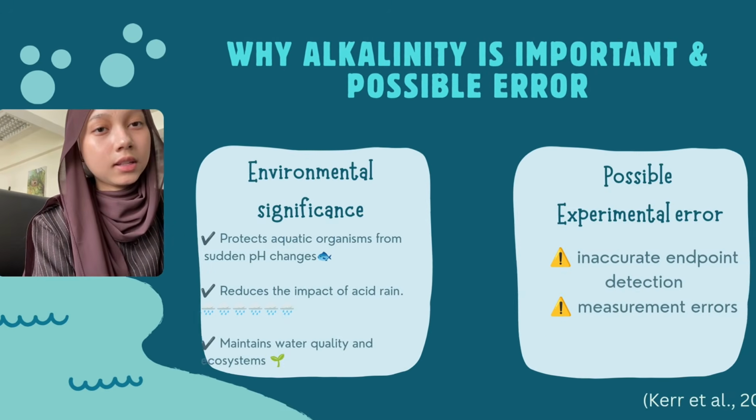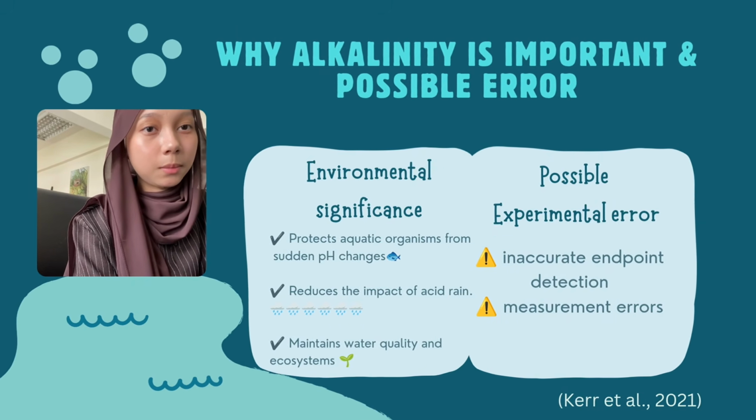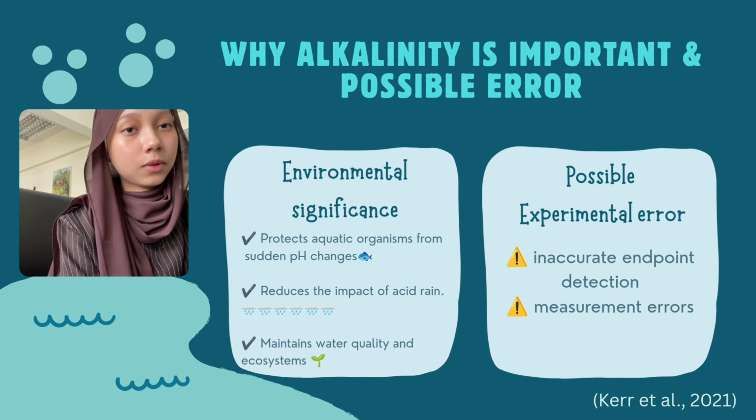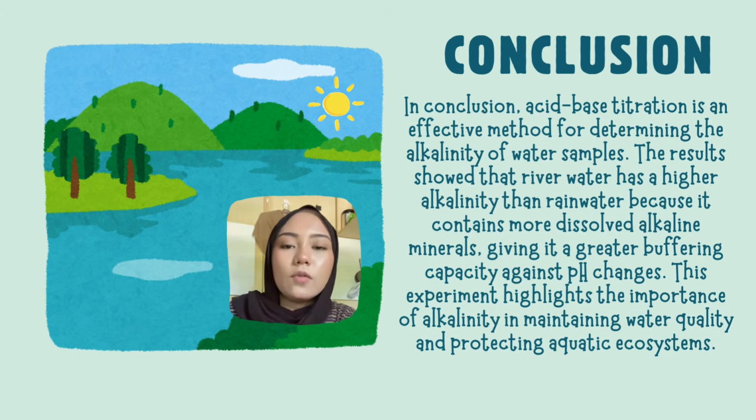Finally, why is alkalinity important? Alkalinity is important because it helps keep the water's pH balanced and also protects aquatic life from sudden pH changes. It also reduces the effect of acid rain and helps maintain good water quality. However, our results might be affected by some experimental errors such as reading the endpoint incorrectly or measuring the acid volume inaccurately. In conclusion, acid-base titration is an effective method for determining the alkalinity of water samples.